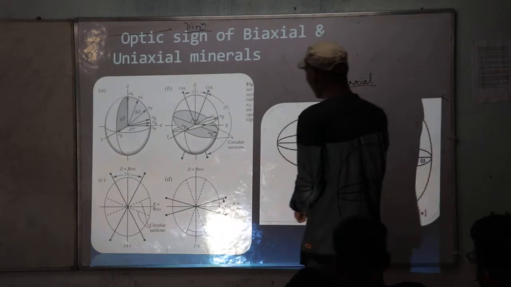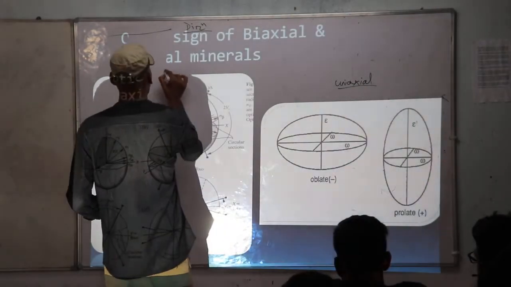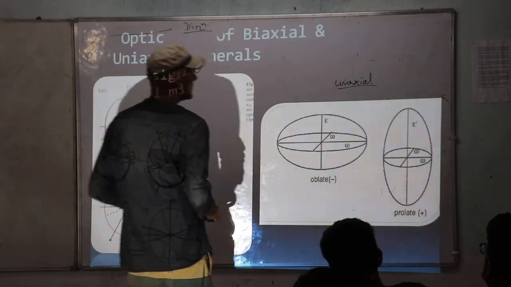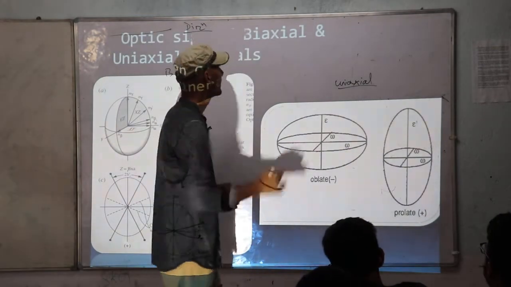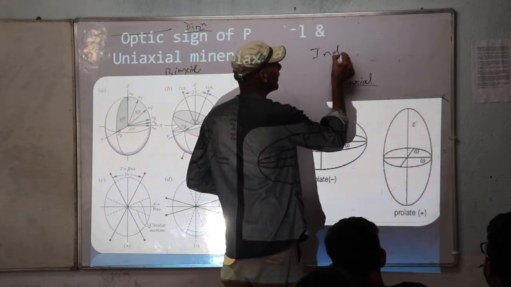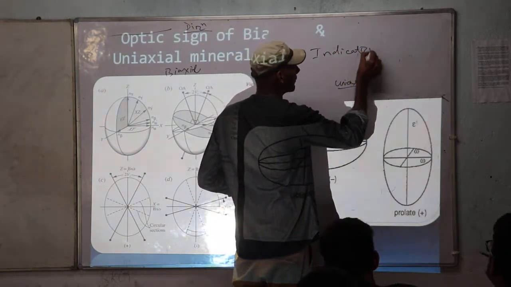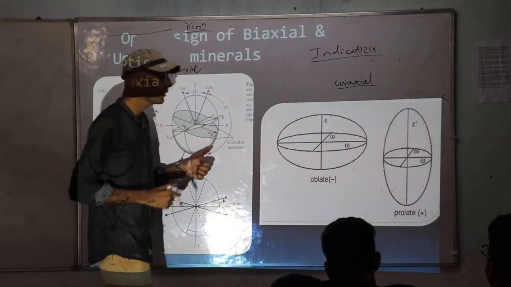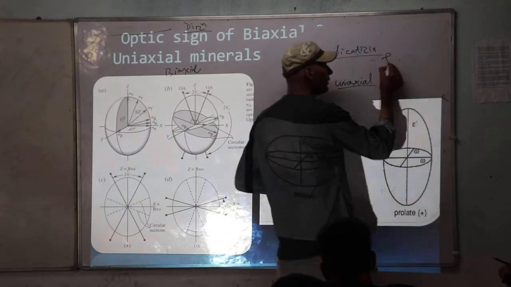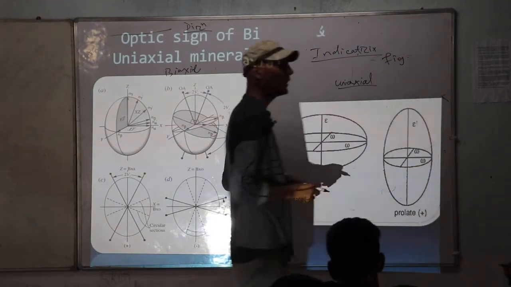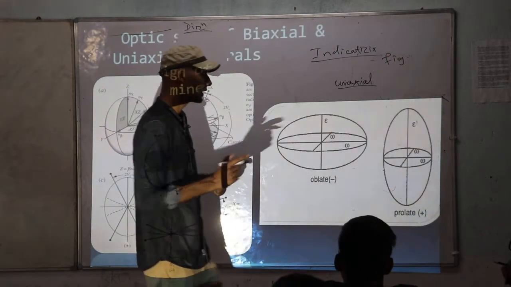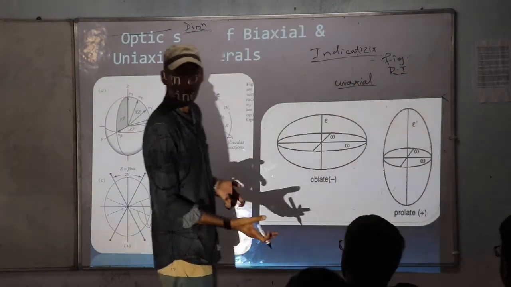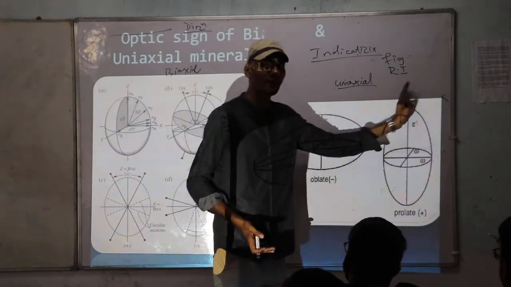Before going to different types of figures, different types of indicatrix, let's discuss what is indicatrix. What is indicatrix? It is a geometric figure that is obtained by taking the refractive index along the vibration direction, the refractive index of different rays.